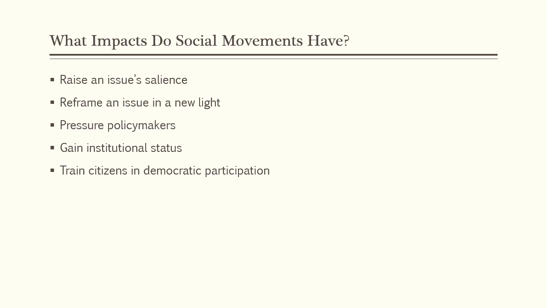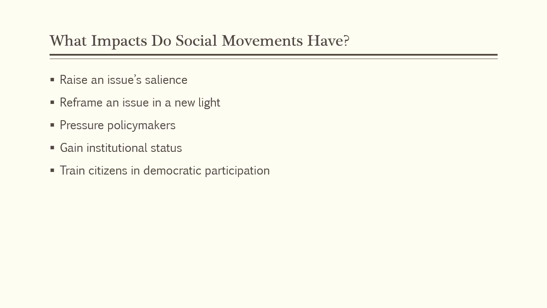By raising an issue's salience and reframing issues in a new light, social movements can often bring pressure to bear on policymakers. For instance, the article by Professor Meyer describes how the anti-nuclear weapons movement of the 1950s and 60s helped pressure U.S. leaders to rethink nuclear proliferation and pursue arms control treaties with the Soviet Union.